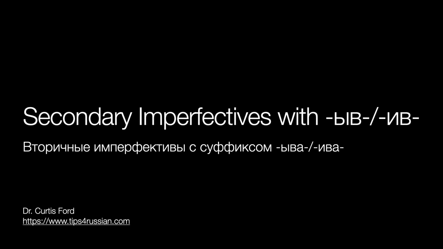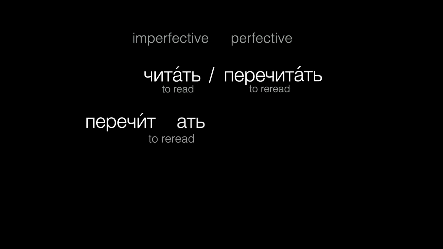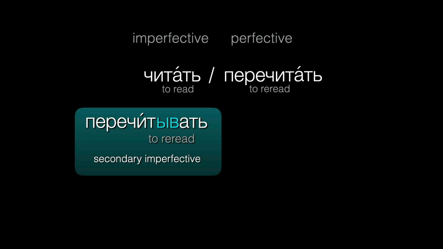In another video, we talked about adding prefixes to verbs to change or add nuances to their meaning, and how this creates a perfective verb. We also touched on how to create an imperfective that preserves that additional nuance. We'll call these secondary imperfectives. In this video, let's go into more detail about what that looks like.